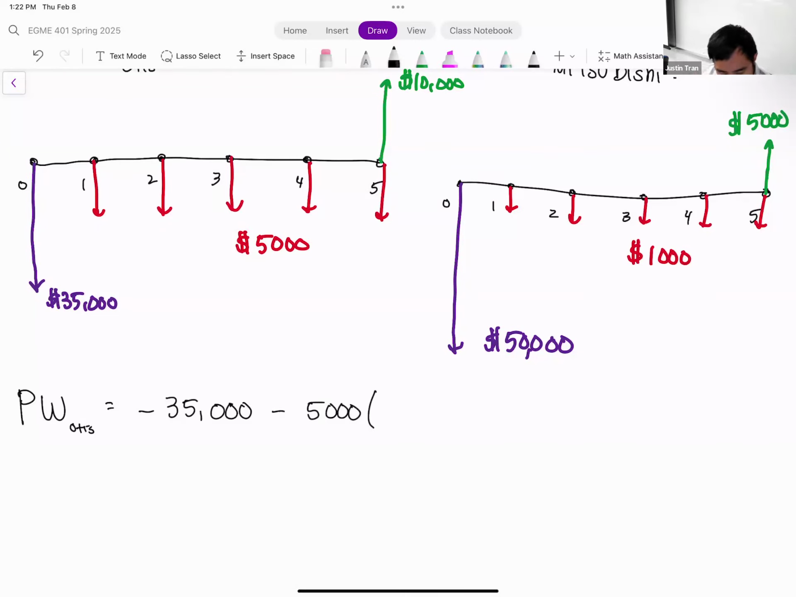All right, next we have our $5,000 maintenance cost. And so this is a uniform series. And so to convert a uniform series to a present sum, we need a P over A factor. Our interest rate in this case is 8%, and the number of times that it repeats is 5. So it's P over A, 8% and 5.